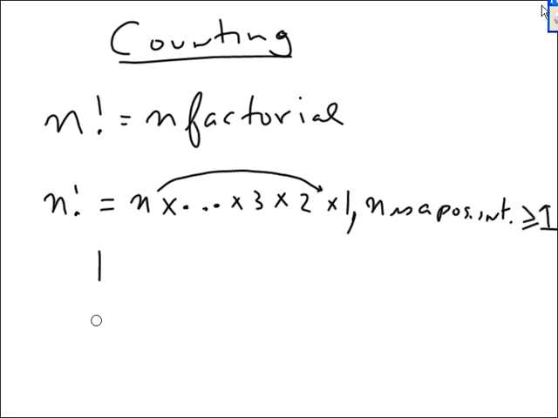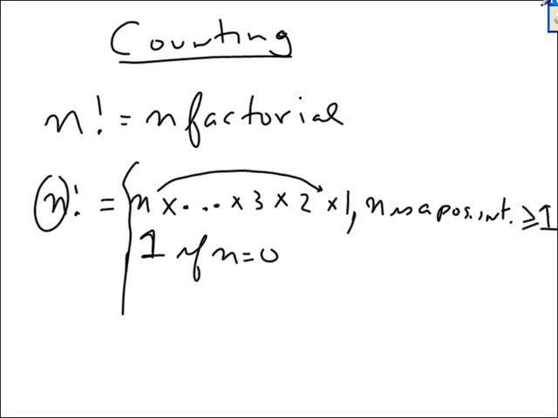Oh, sorry. Goes after the equal sign. And this is equal to 1 if n is 0. That is, 0 factorial is 1. If this number is 0, then you get 1. If this number is 1 or more, then you get this. It's the definition. 0 factorial is 1.